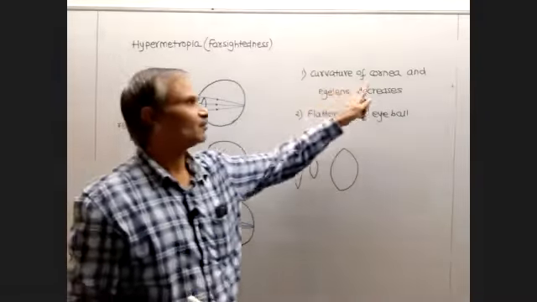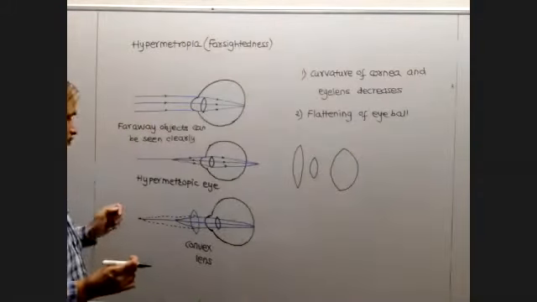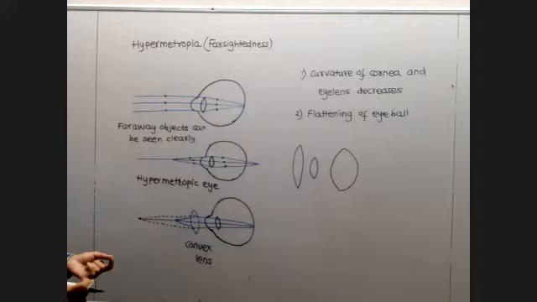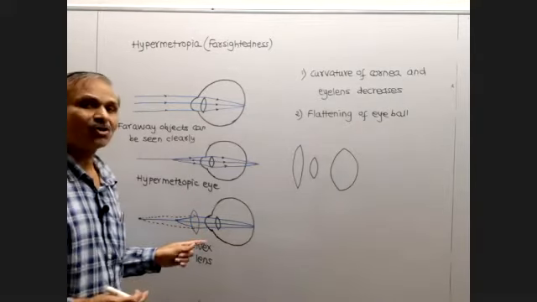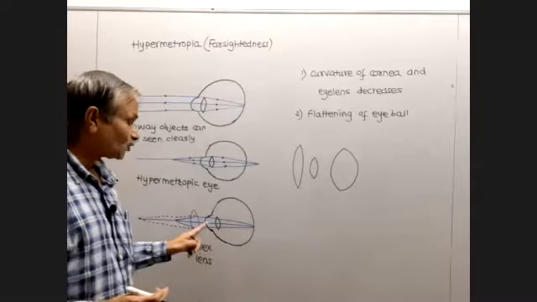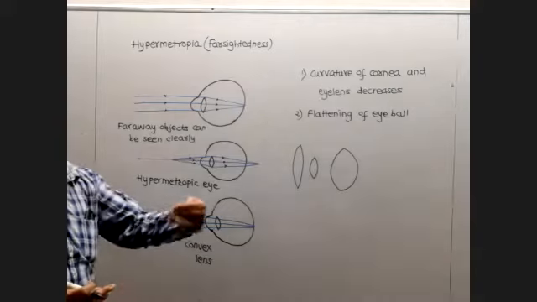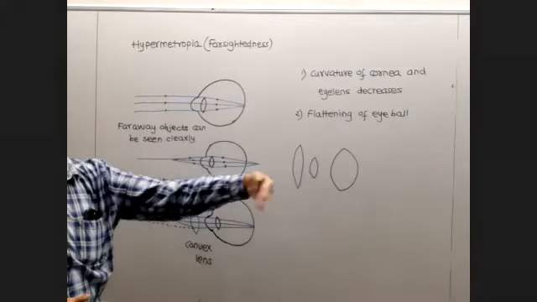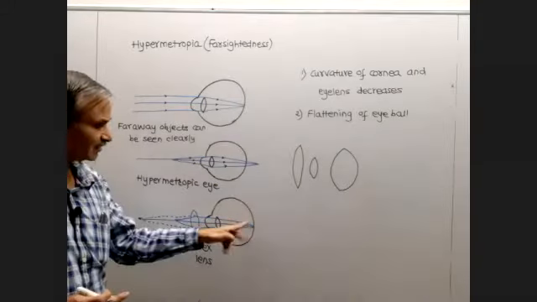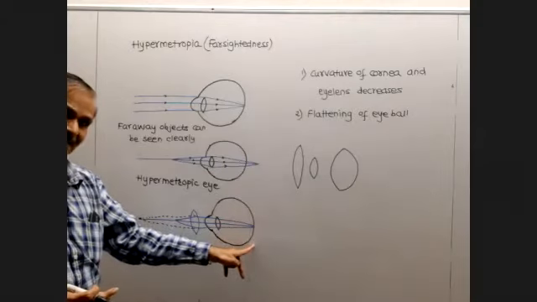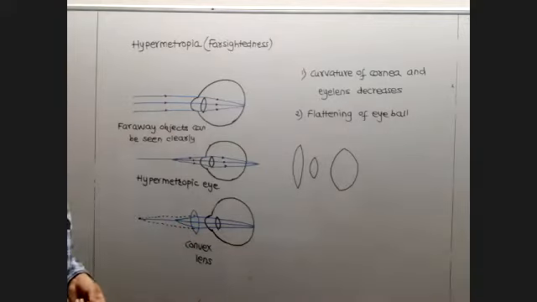First is curvature of cornea and eye lens decreases, and second is flattening of the eyeball. So now, for the correction of this hypermetropia, we should use a convex lens, because you know convex lens is a converging lens. It converges the rays which come not from 25 centimeter but from where our near point shifts, suppose 40 centimeter. So the rays which come from 40 centimeter, it will converge and they will fall at the retina. In this way convex lens can be used for the correction of hypermetropia.